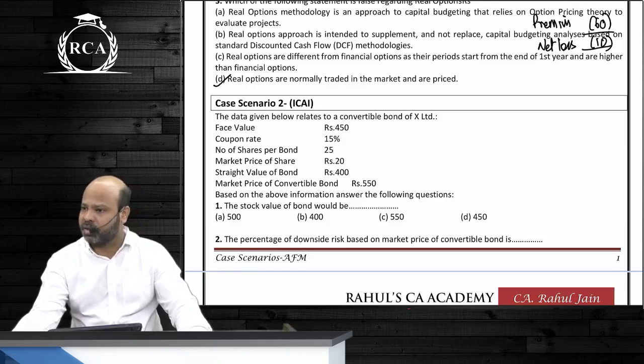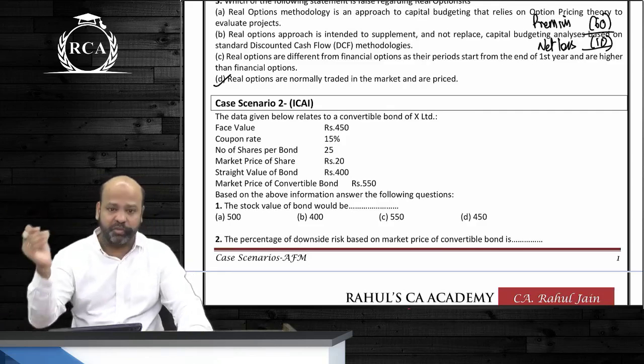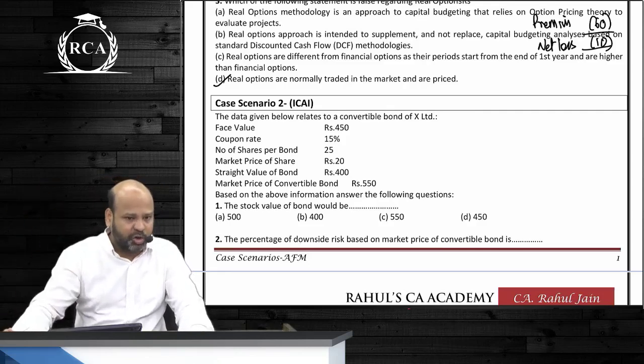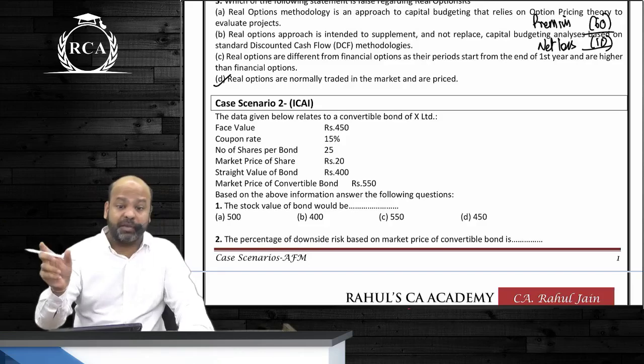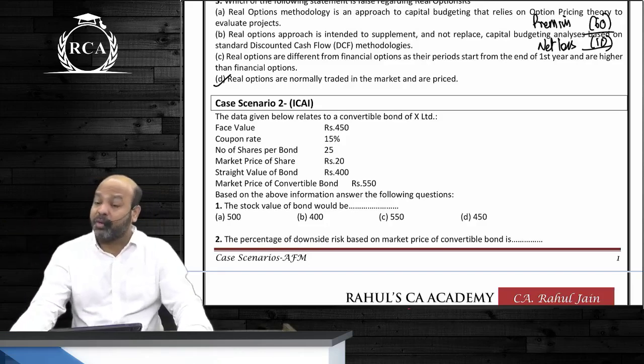Market price of a convertible bond minus straight value of a bond is the total downside risk. मगर अगर basically guys अगर equity share का वैल्यू डिमिनिश भी हो जाता है, what is the maximum decline that is possible in the value of a convertible bond? The market price of a convertible bond will come down to straight value of a bond. How do you compute that in percentage?